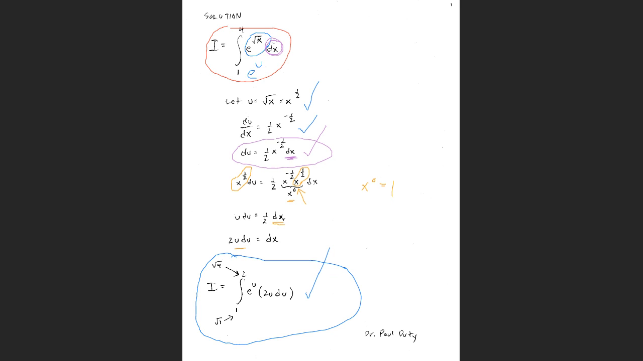Can I ask a quick question? Sure, Maria. In your orange, where it said x to the half du, you substituted in the fact that u was x to the half, and that's where you got u du equals half dx? That's right. The x to the 1/2 was equal to u. That's exactly right. Okay, thank you. You're welcome.